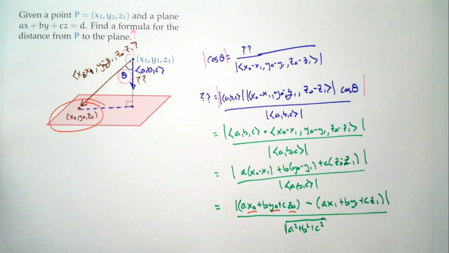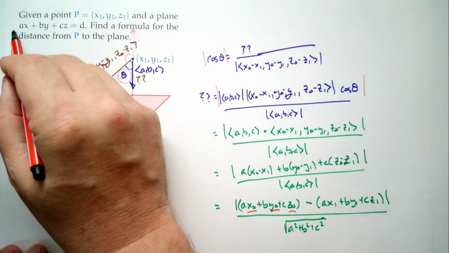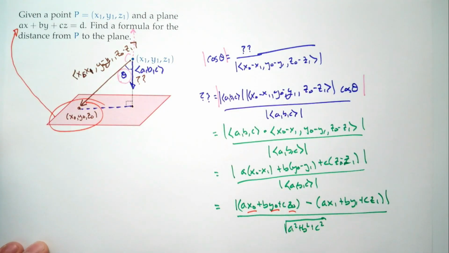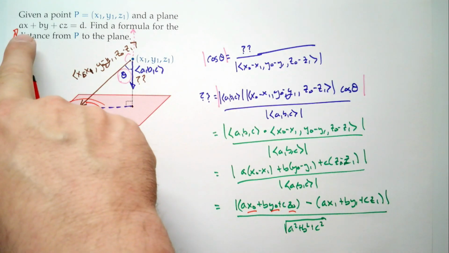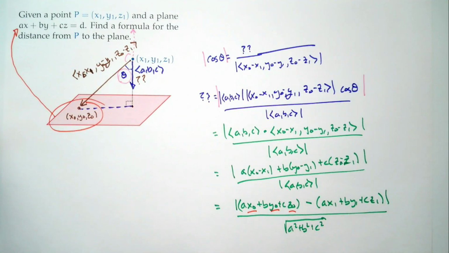I claim that AX0 plus BY0 plus CZ0 has a beautiful simplification. What is it? It's D. Why is it D? Well, look at it. It's a point in the plane, and therefore it satisfies the equation for points in the plane. Any point in the plane satisfies A times the x coordinate plus B times the y coordinate plus C times the z coordinate is simply D.